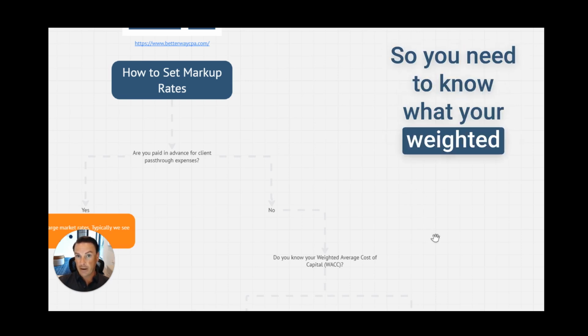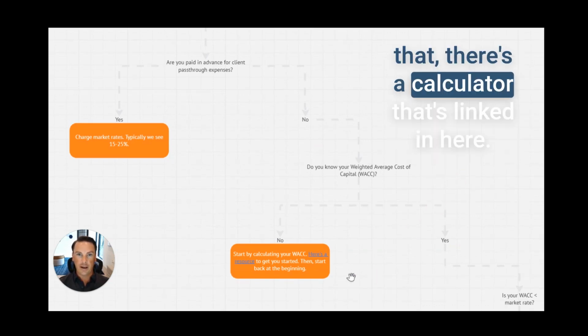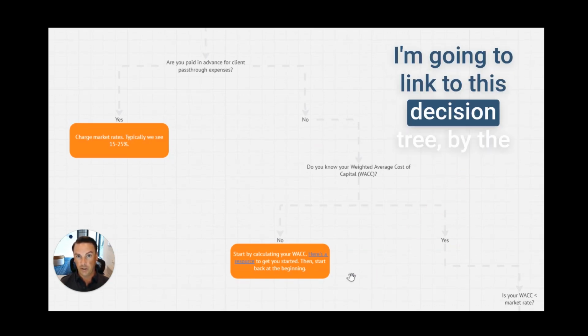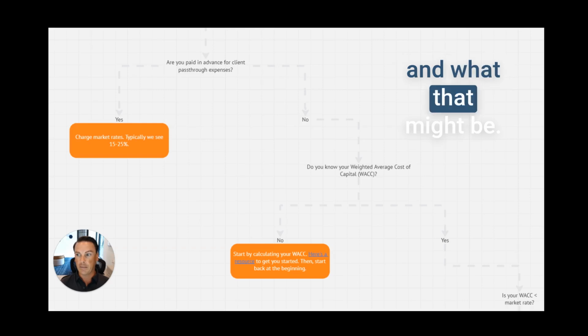So you need to know what your average cost of capital is. If you don't, start by calculating. There's a calculator that's linked in here. I'm going to link to this decision tree, by the way. You can go ahead and start to look at that for your business and what that might be.